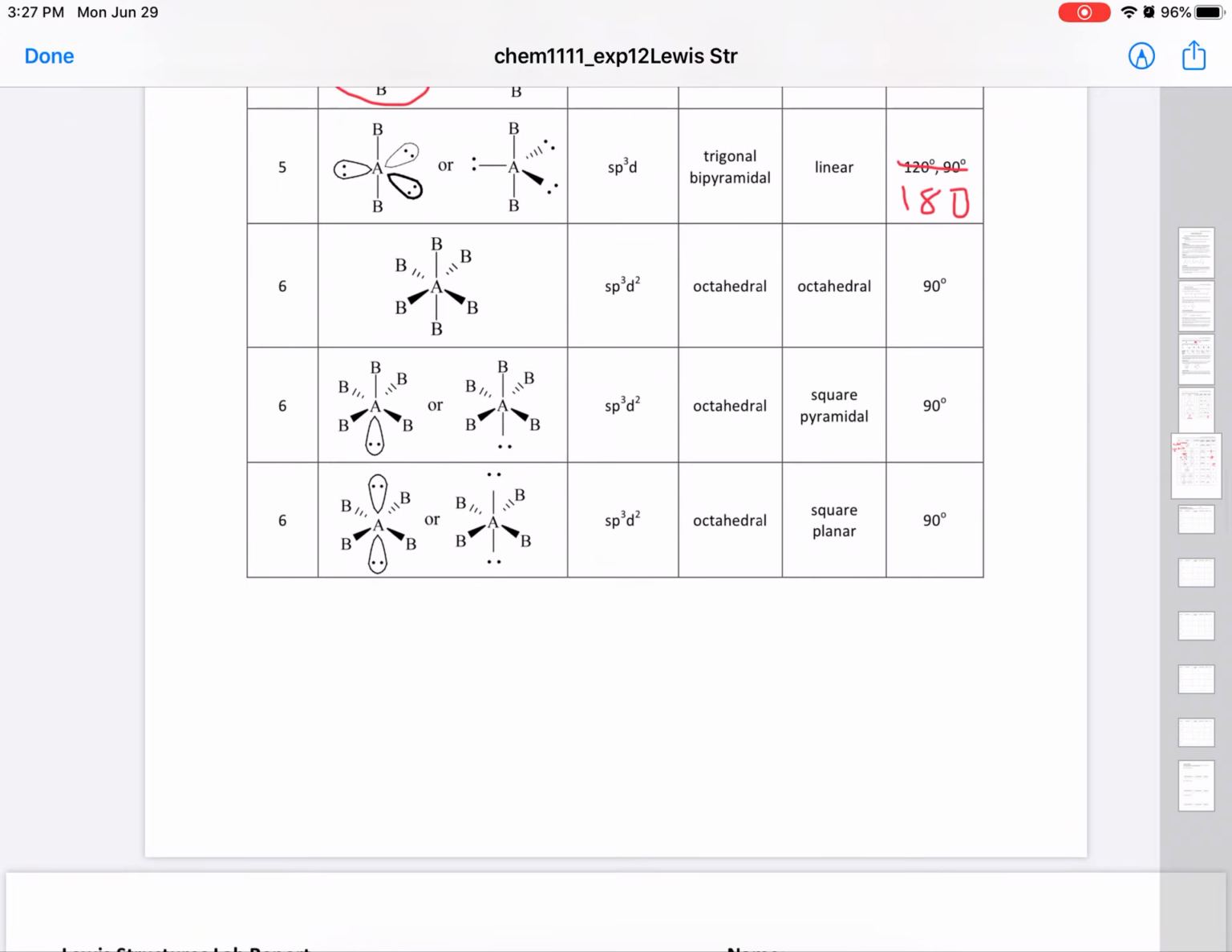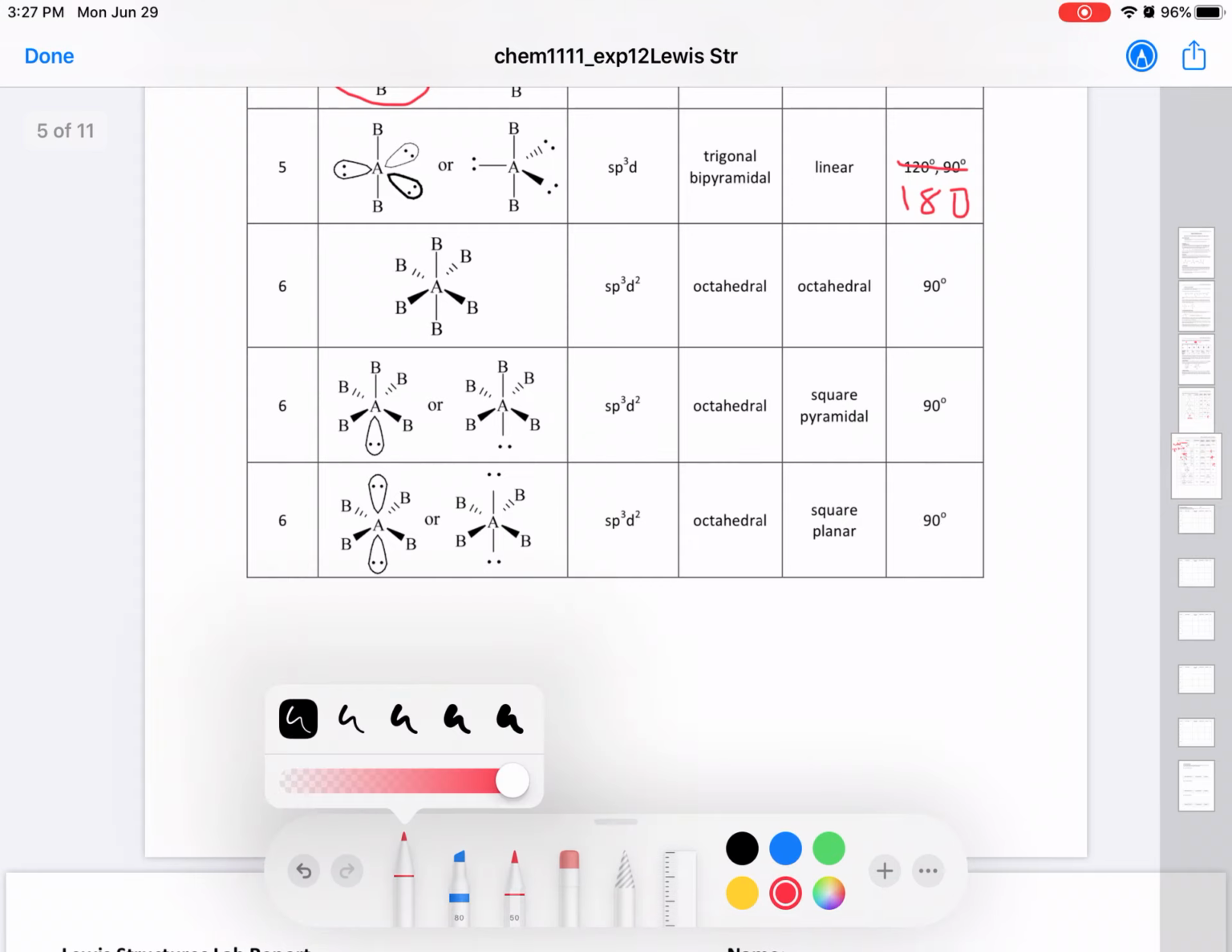And then when you have 6 electron groups, the hybridization is going to be sp3d2, and the electronic and the molecular geometry would be octahedral, and the bond angle is 90. And when you have 1 lone pair out of the 6 electron groups, you still have 6 electron groups, making it sp3d2 hybridization, octahedral electronic geometry. So the molecular geometry would be square pyramidal.